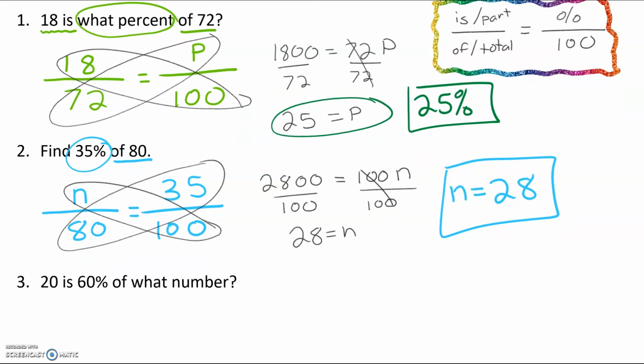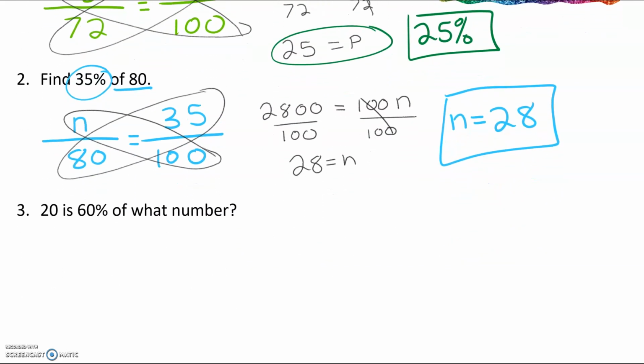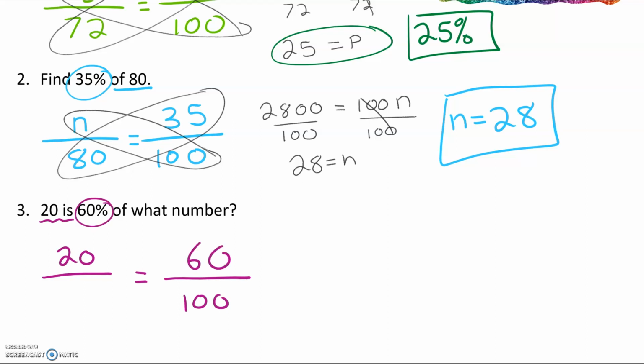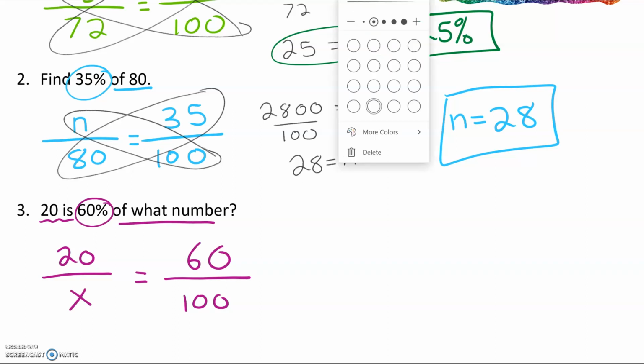And then number 3, kind of the last piece here. So again, set up our percent proportion. 100 goes here. 20 is, so 20 goes in my is spot. 60% in my percent. Of what number? We use x this time.